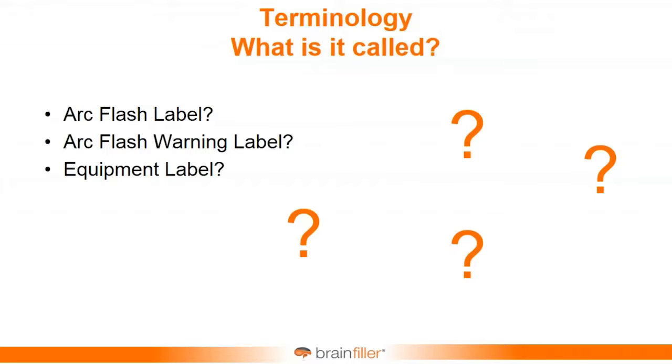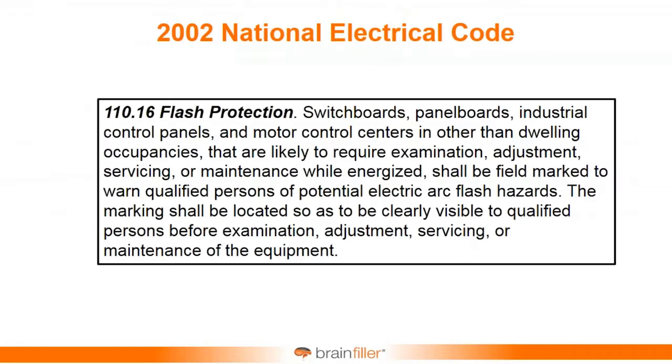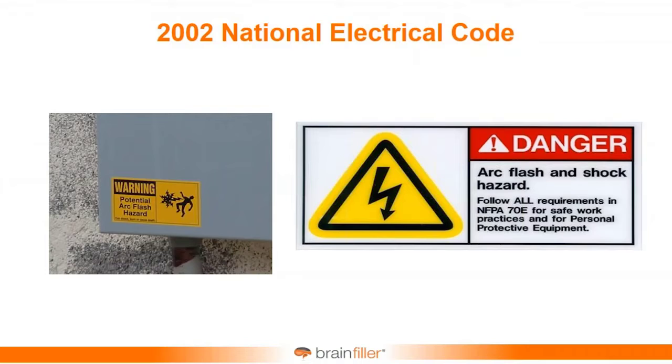NFPA 70E actually uses the term equipment label, but this all goes back to the 2002 edition of the National Electrical Code, and it began as just an item for flash protection, and this is where labeling originated. It identifies some types of equipment, switchboard, panel board, and so forth. The big key here is if it's likely to require examination, adjustment, the big phrase is while energized. If you have equipment that may need to be worked on while energized, that requires the label. In the early years, these are some of the labels that were introduced, just real basic labels.